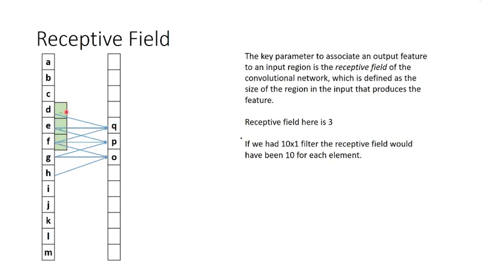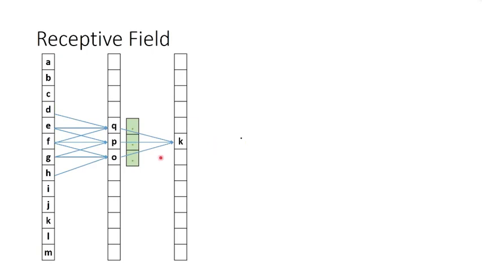Okay, so what happens if I have another layer? Suppose I have another layer with again a 3 cross 1 filter, some other 3 cross 1 filter, and I convolve this output with it. So this K will be produced by these 3 elements, Q, P, O. K is produced by a linear combination of these three elements.